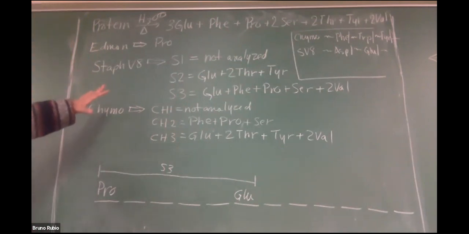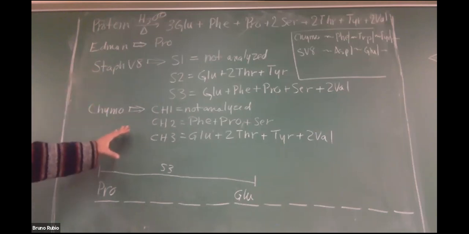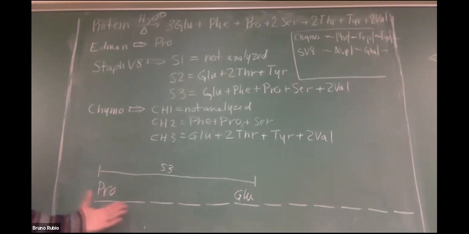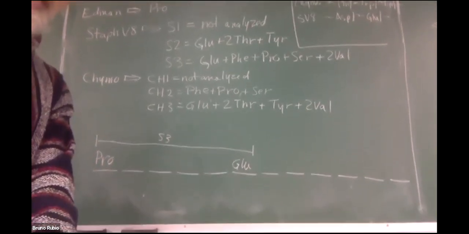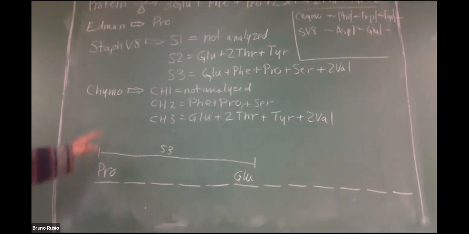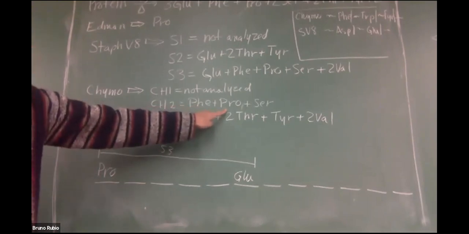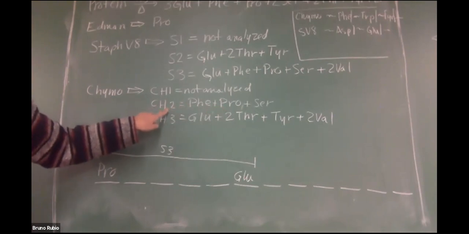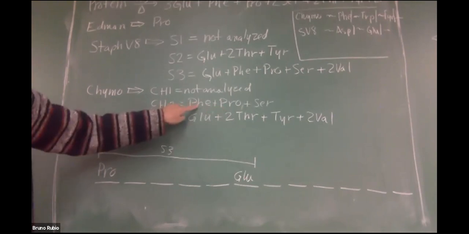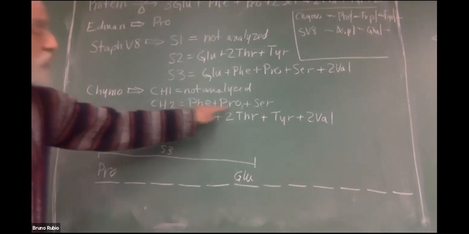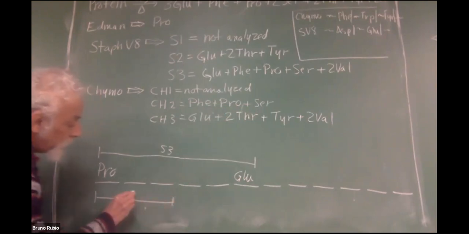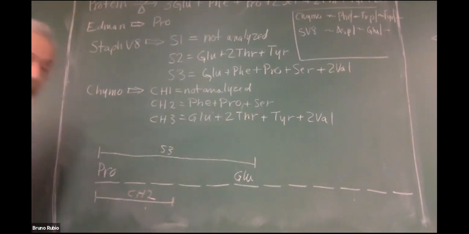Now I'm going to look at the rest of this data and do the very same thing. I'm going to find on this peptide where exactly all of these fragments live. Here's that unique proline residue, of which I only have one, and it came out in this fragment called CH2. CH2 is 3 amino acids long, so CH2 must be down here. There's the fragment CH2.